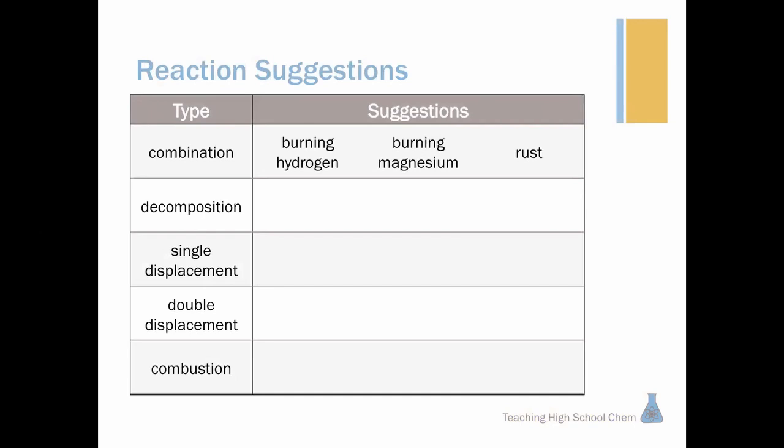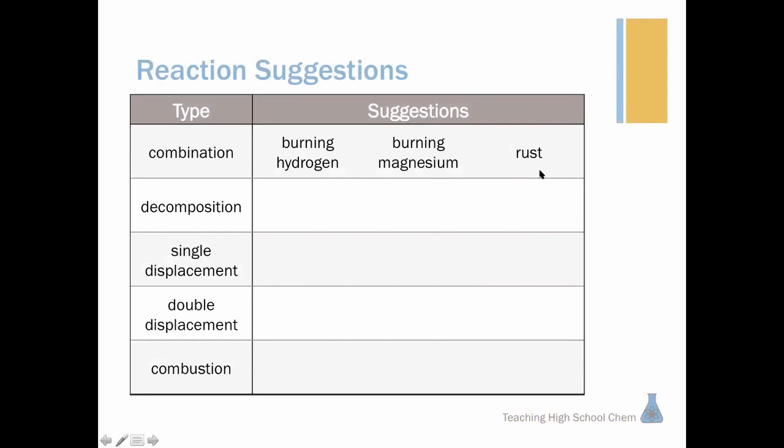So, for example, combination. Burning magnesium is a fun one. Makes that really bright white light. If kids stare at it, it'll damage their eyes. So depending on how good your kids are at not looking at things, you can do that.